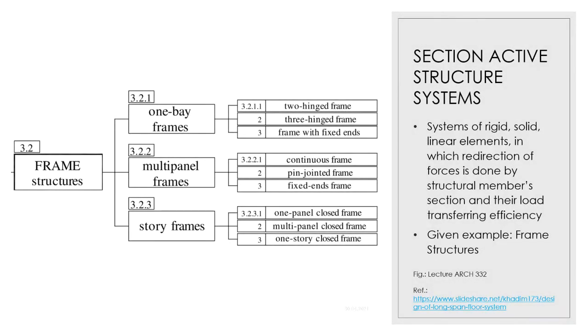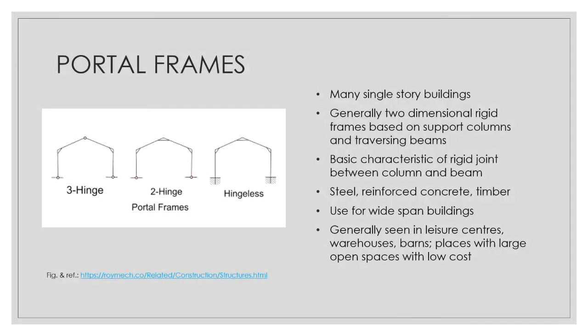So section active structure systems are systems of rigid solid linear elements in which redirection of forces is done by structural members, section, and their load transferring efficiency. And under this category, we have the frame structures. For example, the portal frames. We have three types here: the 3-hinge, the 2-hinge, and the hingeless one.